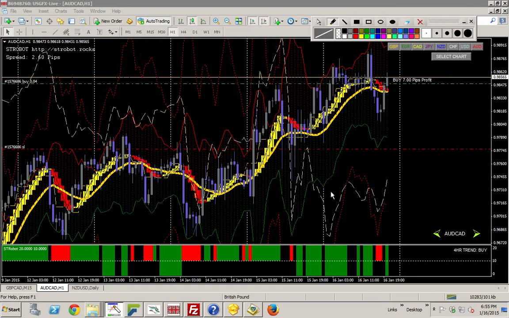So here we are on the Aussie CAD. Now basically what happens is we've got drawn on the graph this green area below this big yellow line and the red area above it. The green area is a buy zone, so we can buy in there, and the red area is a sell zone, which sounds odd because it's going up. So at the moment, STRobot saw an entry basically kind of around here.